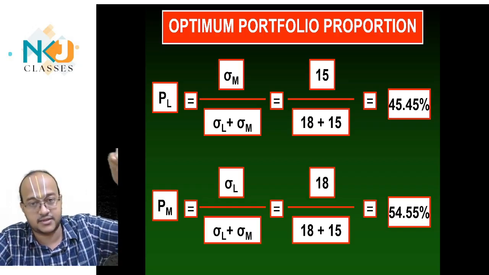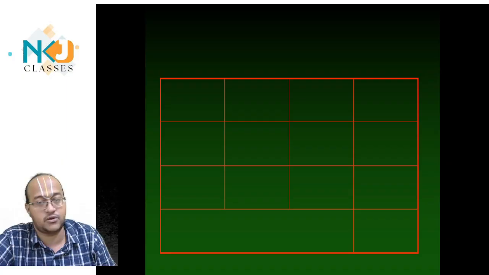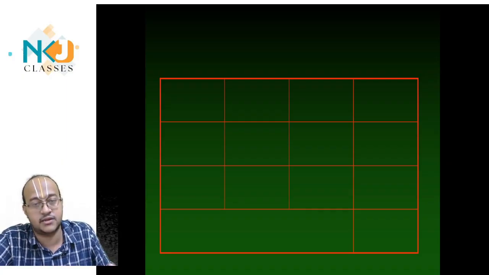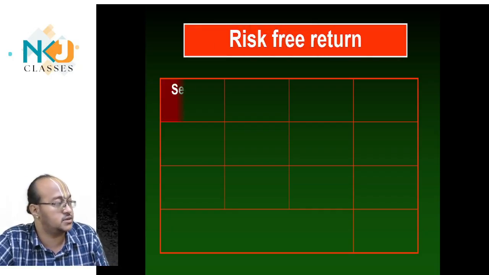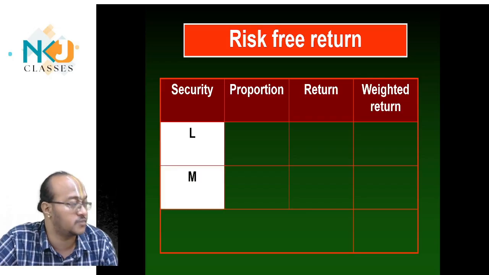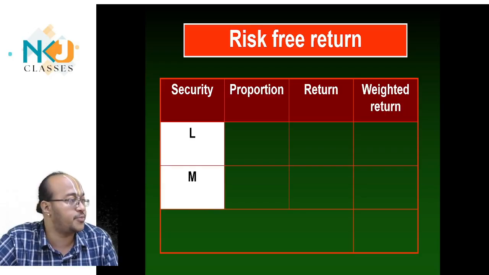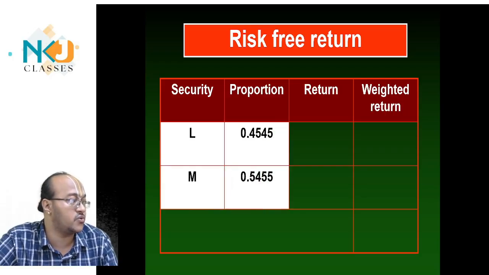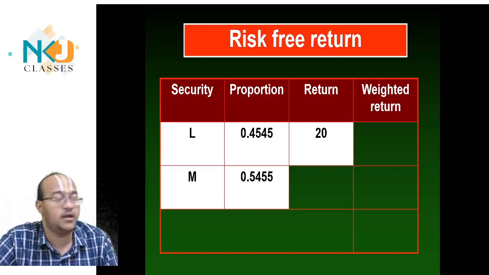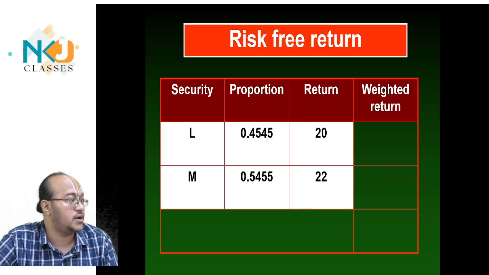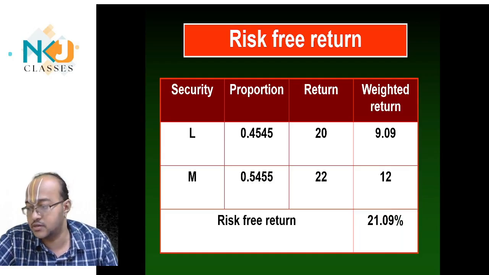At this risk percentage, what is the return? Risk-free return, we will compute that also. They have not asked in the question, the question finishes here itself, but for getting used to the concepts we are discussing. Risk-free return is the security proportion times return, the weighted proportion of L and M. Now we found out 45.45, that is 0.4545 and 0.5455. Return is 20% for L and 22% for M. So weighted return is, okay, risk-free return is 21.09%.